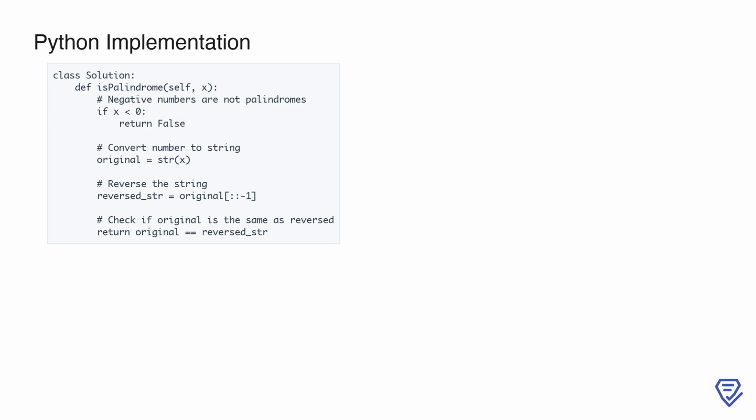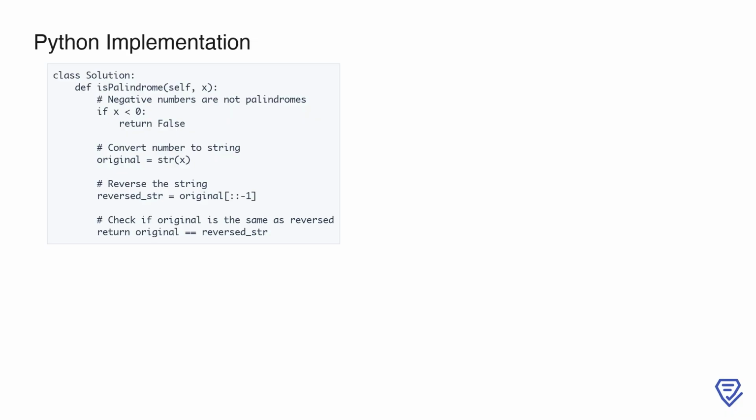First, the function checks if the number x is negative. Negative numbers cannot be palindromes because they have a dash sign at the beginning, which would not match any reverse sequence. If x is negative, the function immediately returns false. Next, the integer x is converted to its string representation using Python's built-in str function. This allows us to easily manipulate the number as a sequence of characters.